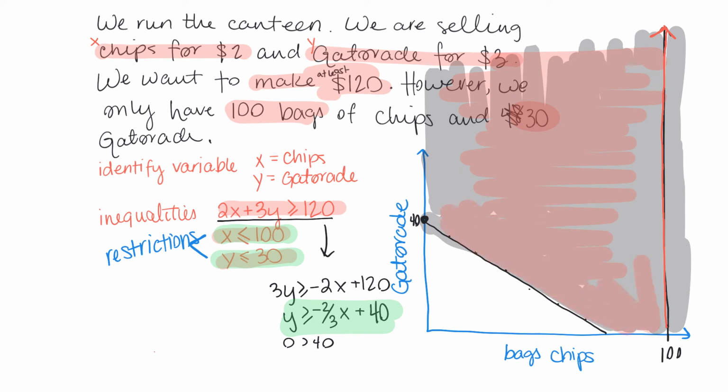Okay, so I'm shading, still shading. And then I also said that my y needs to be less than 30. So here's my 30. It needs to be under 40. And that's going to come all the way over here, and it needs to be less than. So I'm going to shade.